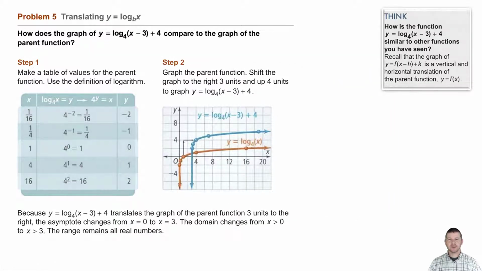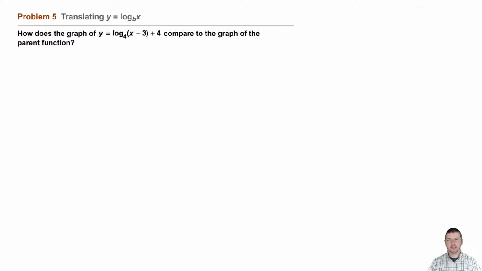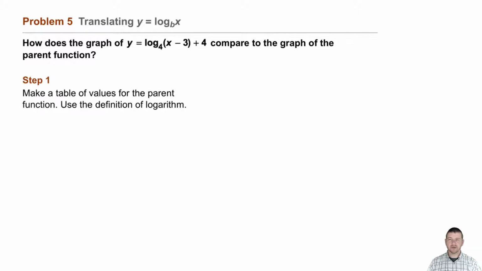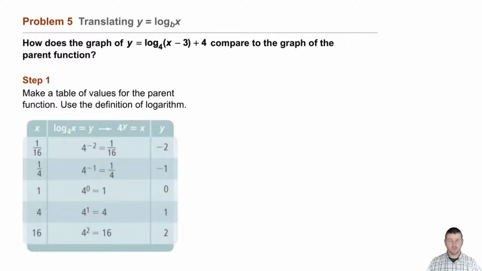Problem 5. Translating y equals log base b of x. How does the graph of y equals log base 4 of the difference x minus 3 plus 4 compare to the graph of the parent function? Step 1. Make a table of values for the parent function and use the definition of logarithm. Well, for x values chosen on the left, 1/16, 1/4, 1, 4, and 16, log base 4 of x equals y, and 4 to the y power equals x.